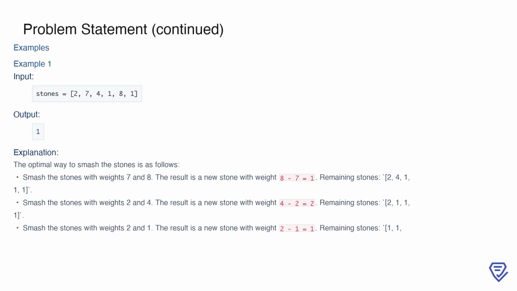Next, we smash the stones with weights 2 and 4. The smaller stone, 2, is destroyed, and the larger one is reduced to 4 - 2 equals 2. The remaining stones are now 2, 1, 1, 1. Continuing this process, we smash the next two stones, which are 2 and 1. Here, the stone with weight 1 is destroyed, and the larger one is reduced to 2 - 1 equals 1. The remaining stones are 1, 1, 1.